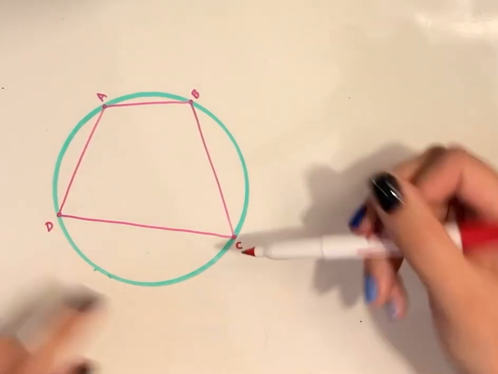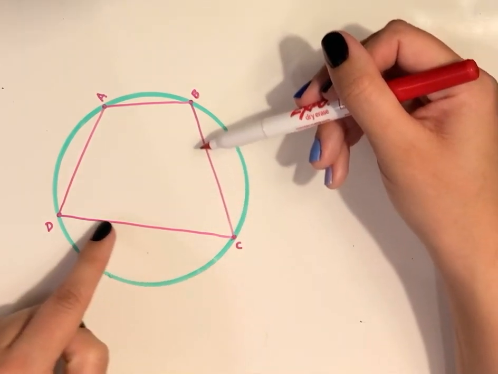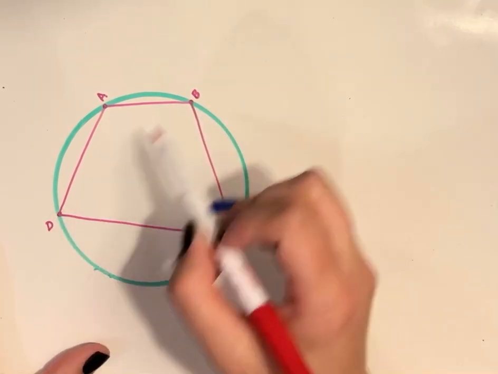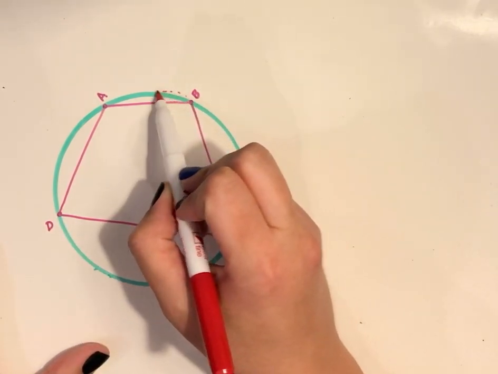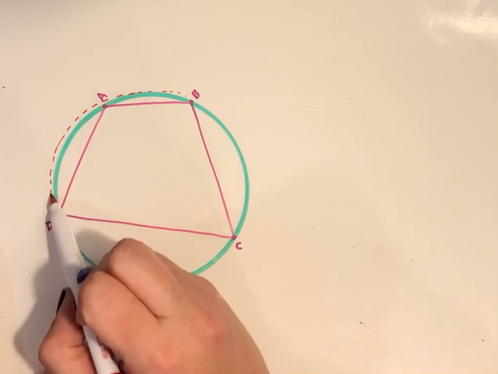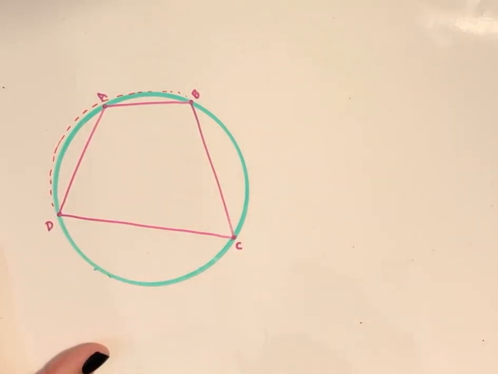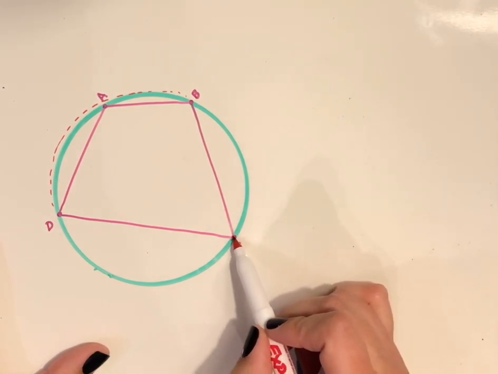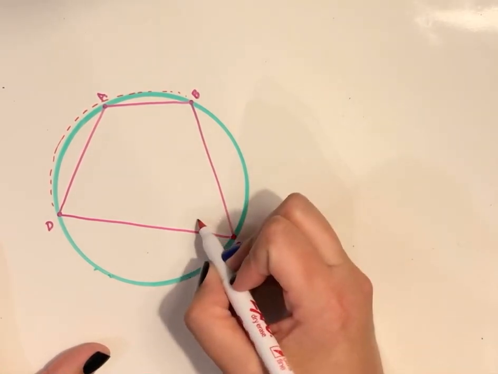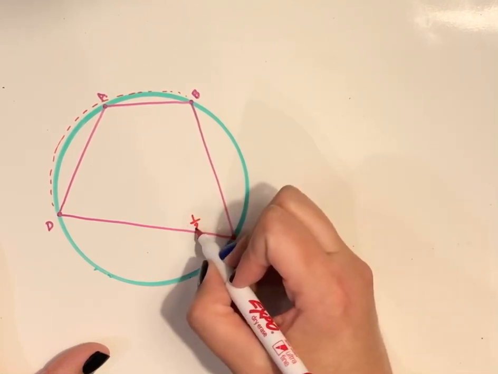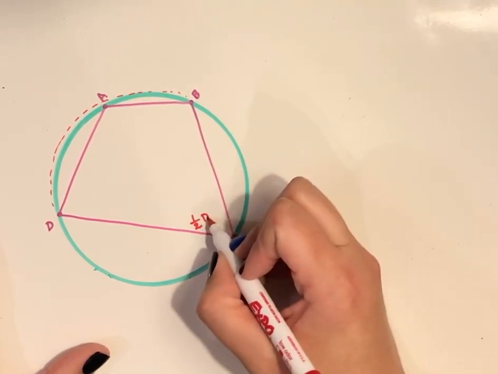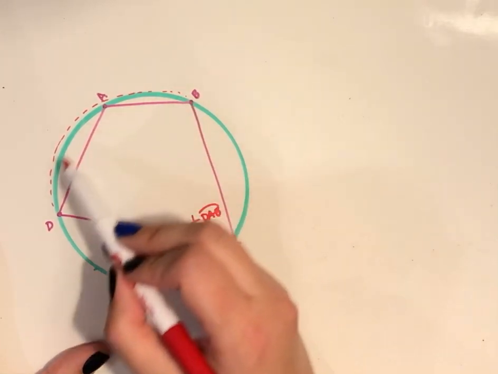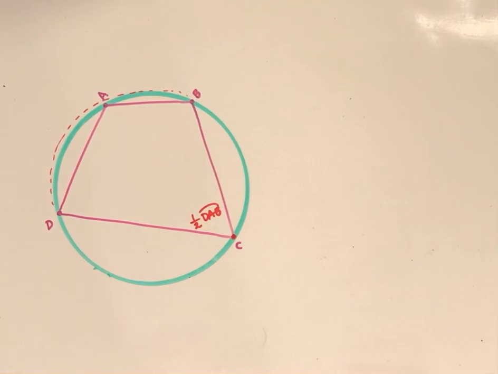So if I follow angle C and its rays out to where it intercepts the circle at B and D, that means that this arc is the arc that it is intercepting. This is an inscribed angle because its vertex is on the circle. So that means angle C measures 1/2 the measure of arc DAB. The inscribed angle is half the measure of the arc that it intercepts.